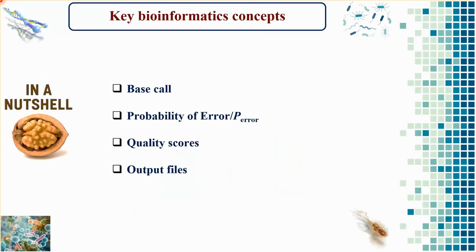So now we have learned base calling. This is how fluorescence signals are converted into DNA bases A, T, C, and G. Probability of error. This tells us how likely it is that a base call is incorrect. Quality scores. These scores show how confident we are in each base call. Output files. Finally, BCL files are converted into FASTQ files for downstream bioinformatics analysis. That's all for now.